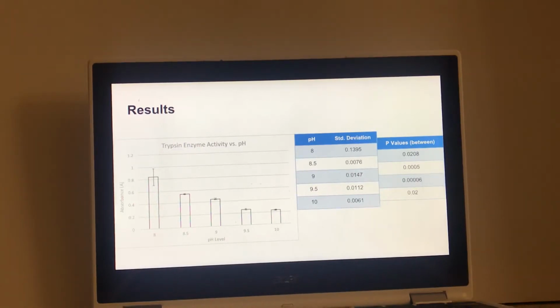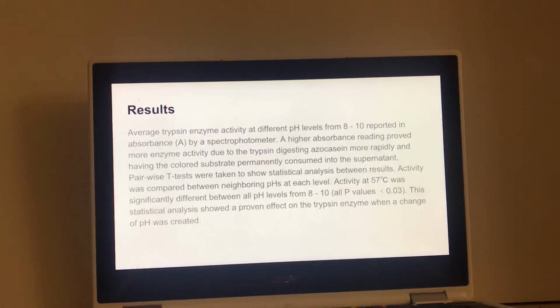Activity at 57 degrees was very different between all pH levels, from 8 to 10, because the p-values were all less than 0.03. If the p-values were 0.05 or higher, then it wouldn't be significant. So all of our p-values were very good. So in conclusion, trypsin did not get affected by the pH change. This basically speaks about what I just said. We used the spectrophotometer. We found that at 57 degrees, the pH levels were very different. The p-values were significantly different. Not significantly different, I'm so sorry.